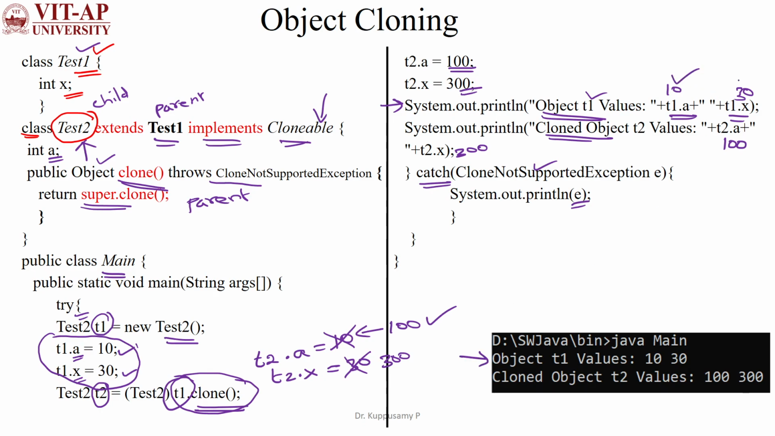t1 values 10, 30, then cloned object t2 values 100, 300. So this is the way how we are making the cloning. After cloning, if you want to update the values of the cloned object, you can do that.